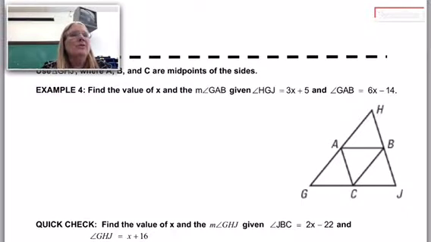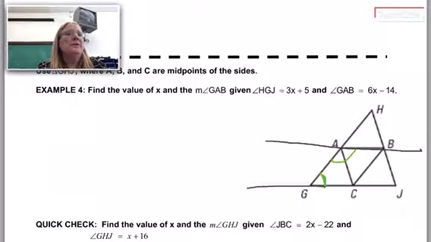So example 4, here we're talking about angles. So they give us the measure of GAB. So look where that angle is. GAB is right here, and they give us the measure of HGJ, which is right here. Okay, so remember that in this triangle with the mid-segments, because of the parallel lines, we're going to have either corresponding angles or same side interior angles. Now if you want to look at them, these would be my parallel lines, and this would be my transversal.